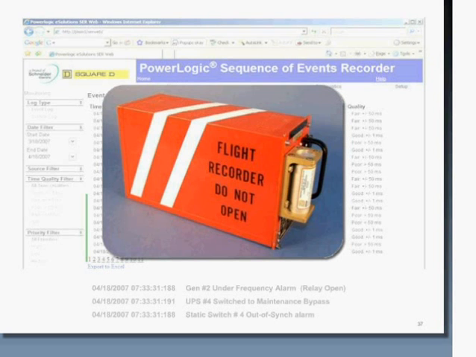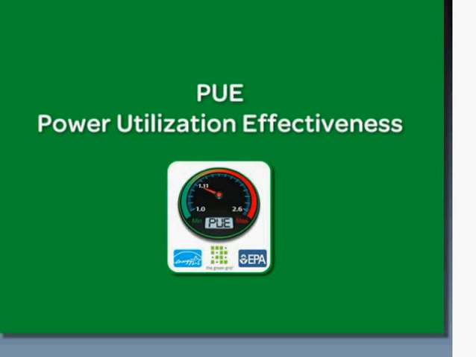So we've talked a little bit about branch circuit monitoring. We've talked a little bit about power quality. And one of the other things that having a metering system and a monitoring system in a data center gives you is the tools to actually help a customer understand their power utilization, or as we affectionately know it, PUE.